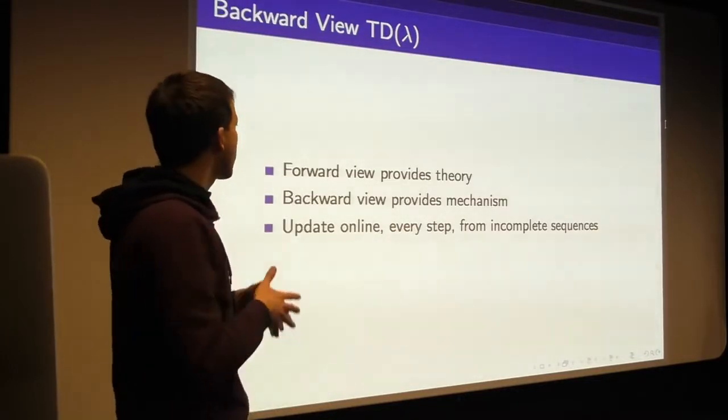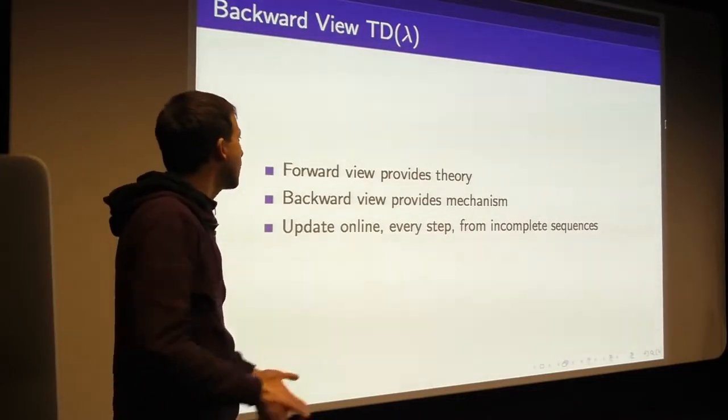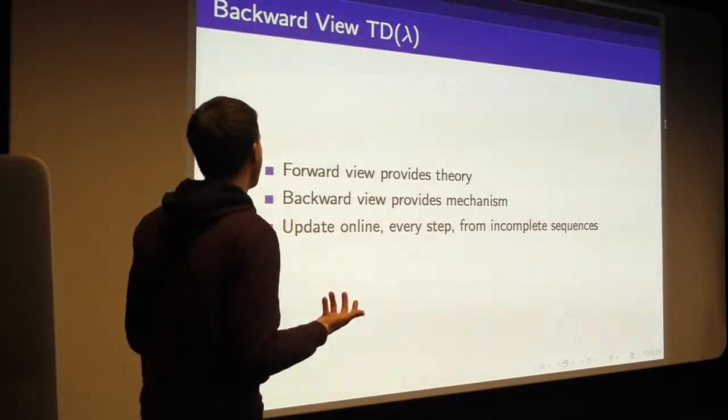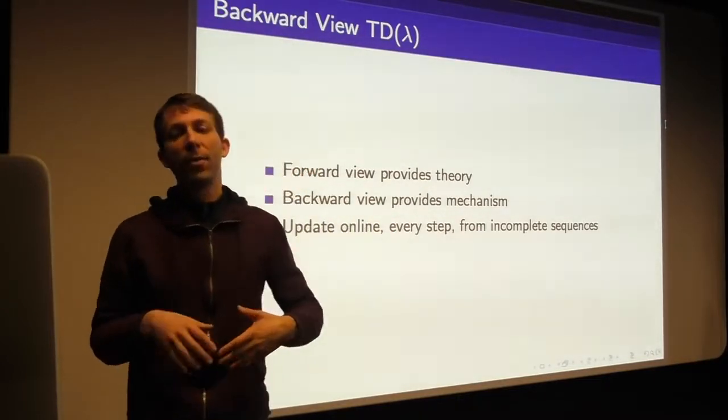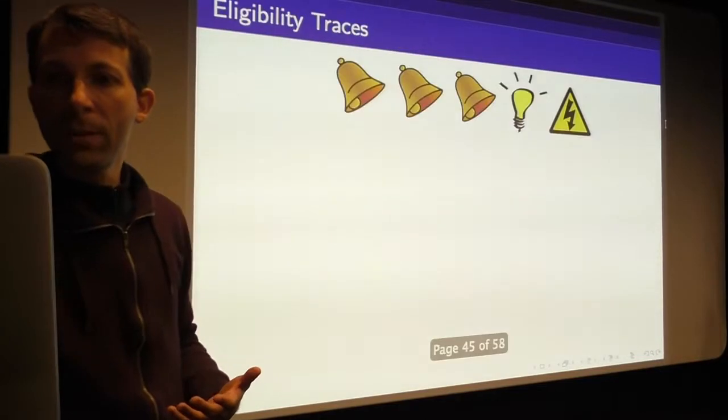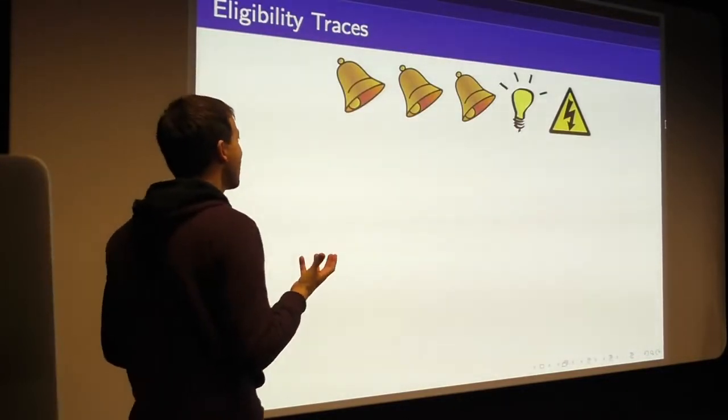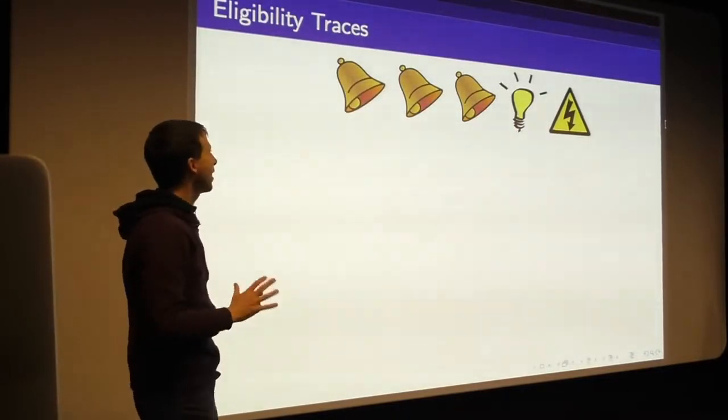Okay, so now let's come up with a backward view. How can we actually achieve this, but with the nice properties of TD learning, where we update online every step from incomplete sequences? And that is the TD lambda algorithm. To understand that, I'm just going to put up one diagram here.